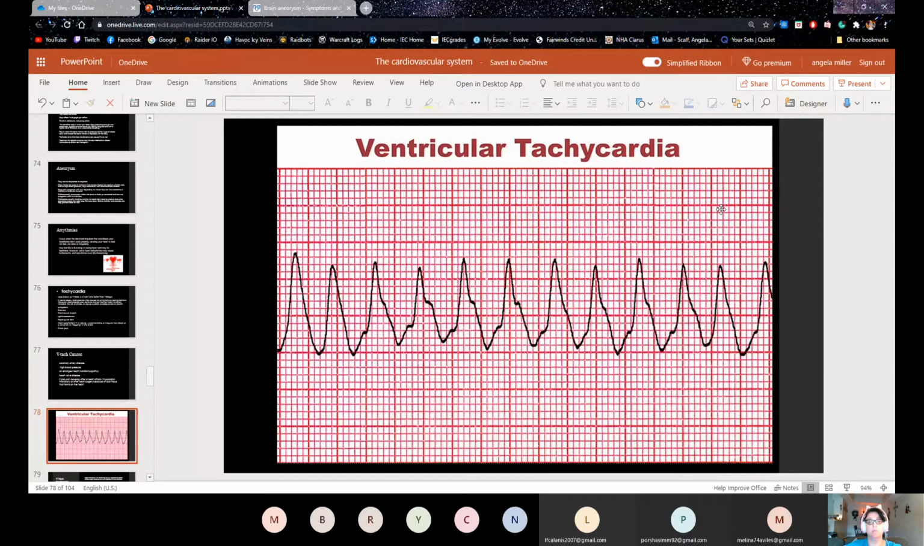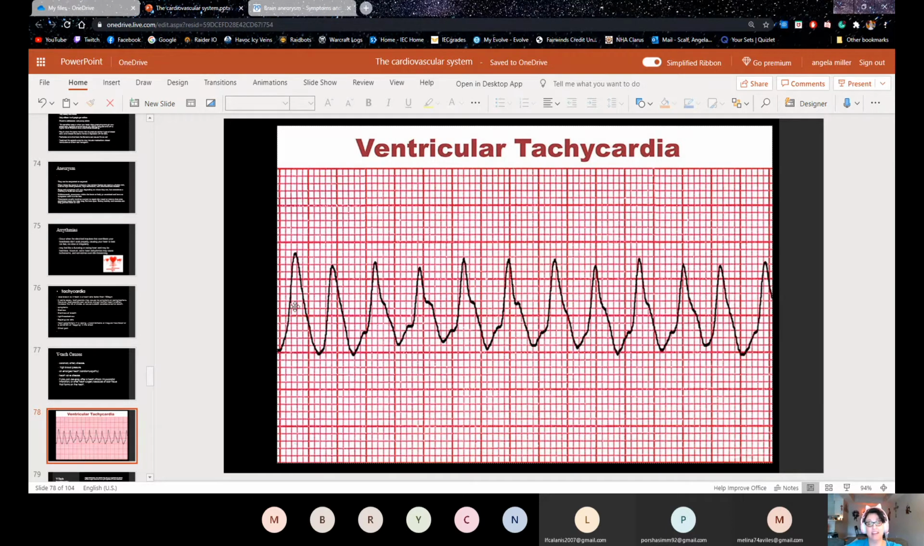120, right? So 120 beats per minute. Now what's the next thing you can look at that and tell me? What are these usually supposed to look like? Tight, right? That QRS should be nice and tight, but it's not. It's wide.